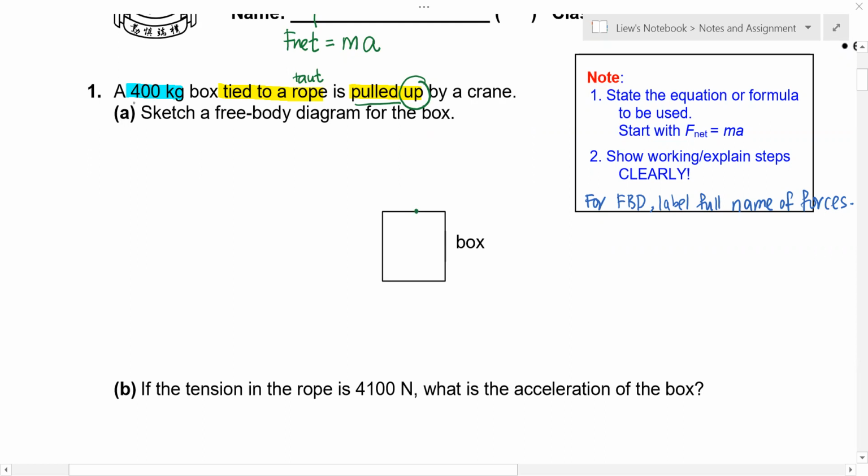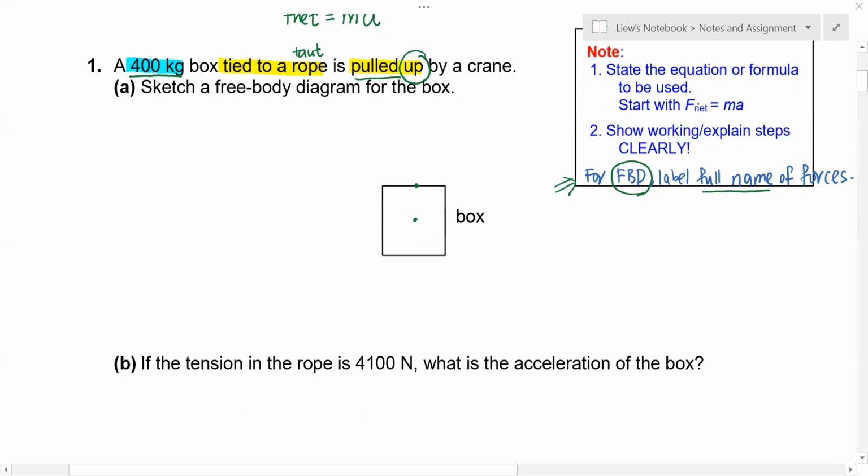Also, if it is a 400 kg box, then this box should have its own weight, and we draw the weight from the center of gravity of the box, pointing in the downward direction. Take note that for all free body diagram questions, you are expected to label the forces with their full name. So do spell out tension and spell out weight. A gentle reminder: later on when you're doing calculations, always start from F net. F net equals ma. Write down this equation before you proceed to do the substitution.